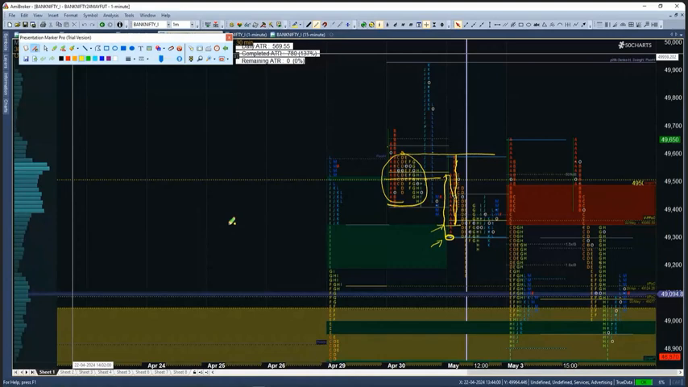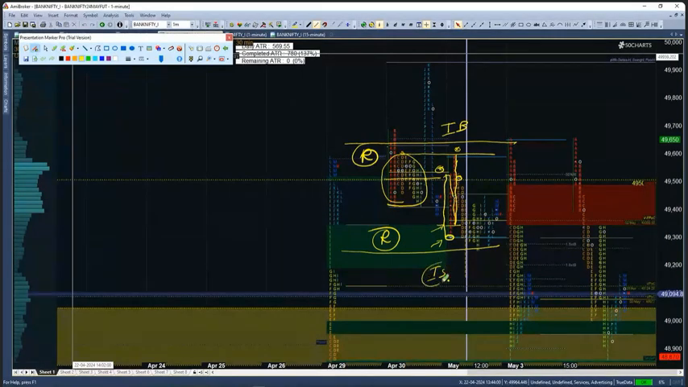A period got rejection from the POC. B period got rejection from the balance. So what is your approach now? Both sides responsive action. Absent that, we need initiative buying or initiative selling. Clear? Okay.